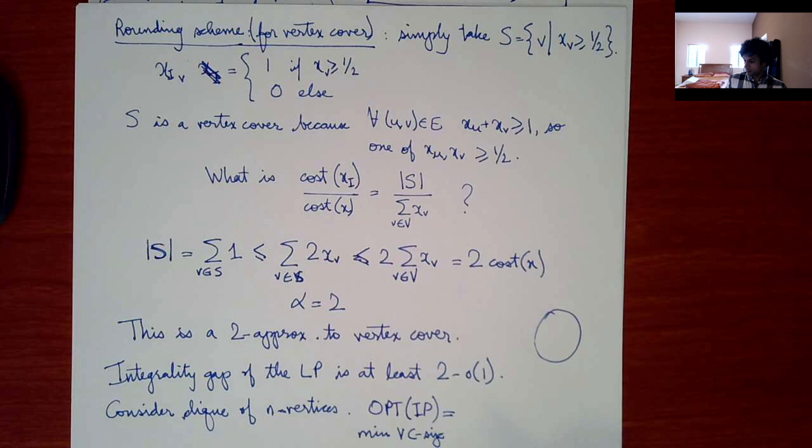What's the minimum vertex cover of a clique? N minus 1, exactly. Right? Because if you leave any two vertices, then they're going to have an edge between them and it's not a vertex cover any longer. So the optimum is n minus 1. What is the opt of the LP?